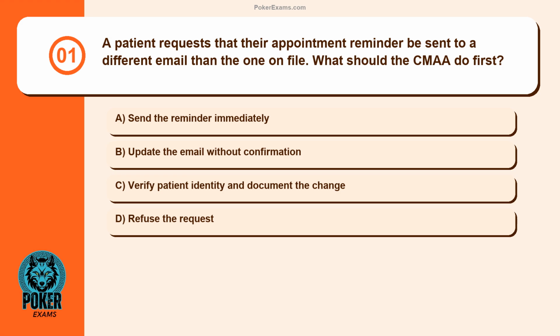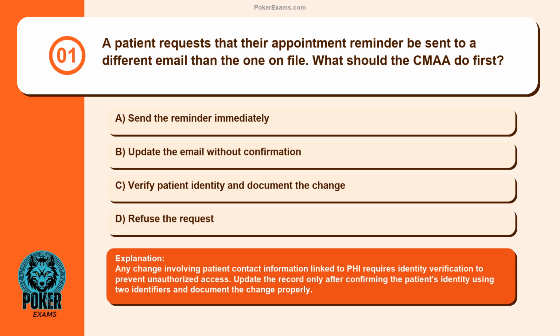Refuse the request. Any change involving patient contact information linked to PHI requires identity verification to prevent unauthorized access. Update the record only after confirming the patient's identity using 2 identifiers and document the change properly.